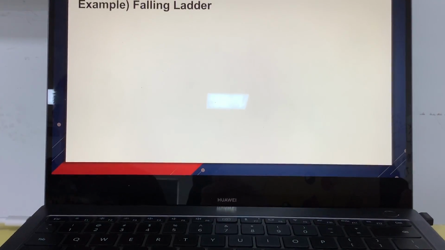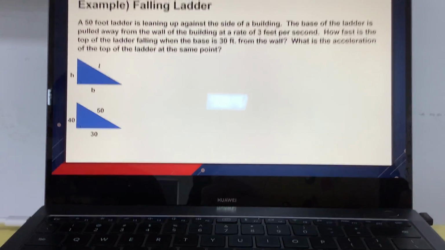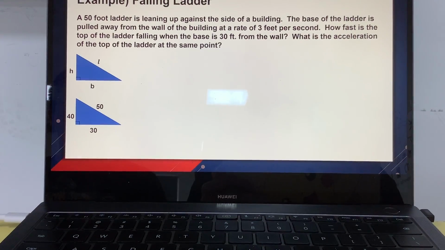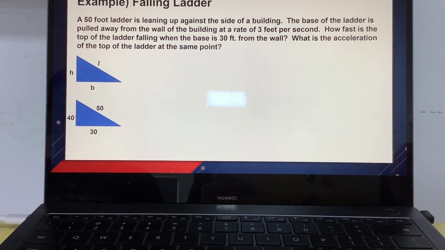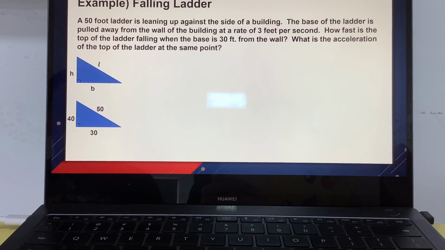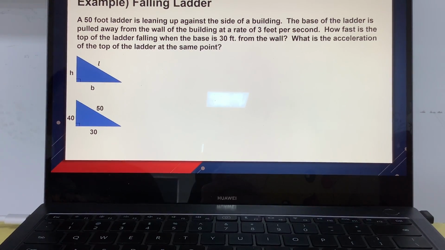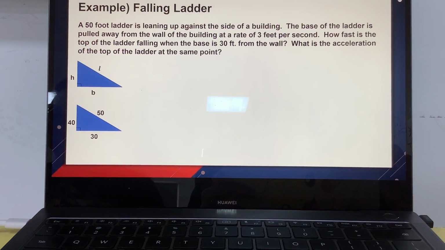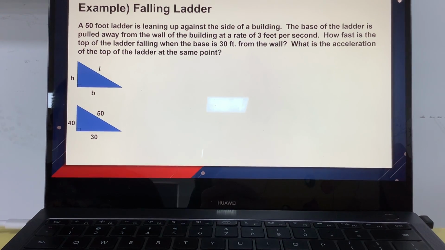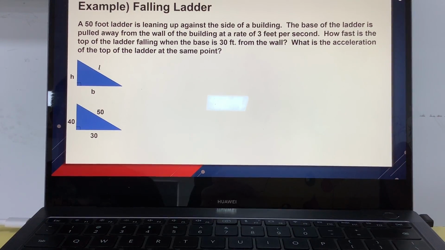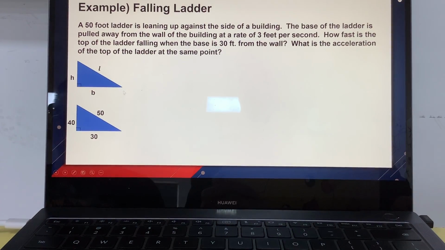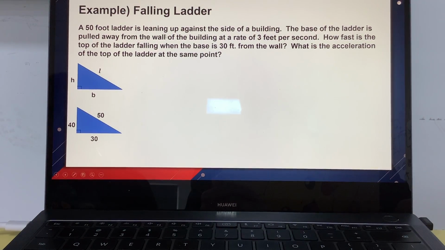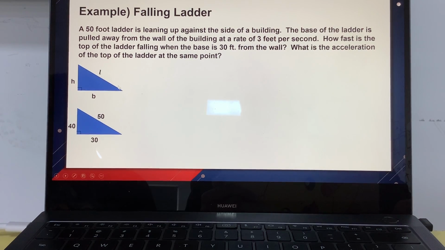Next, a 50-foot ladder is leaning up against the side of a building. The base of the ladder is pulled away from the wall of the building at a rate of 3 feet per second. How fast is the top of the ladder falling when the base is 30 feet from the wall? What is the acceleration of the top of the ladder at the same point? First, we know the base is 30 feet and a 50-foot ladder is leaning up. So L equals 50.